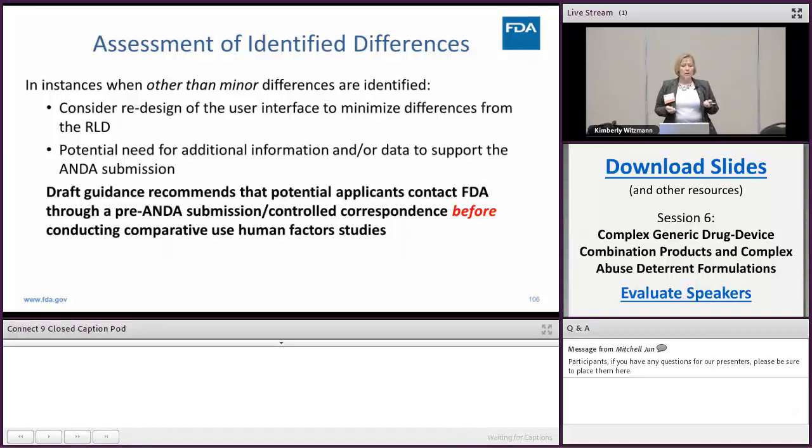The second thing would be, if you're still in that other than minor bucket, what's the potential need for additional information and/or data to help support your ANDA submission.